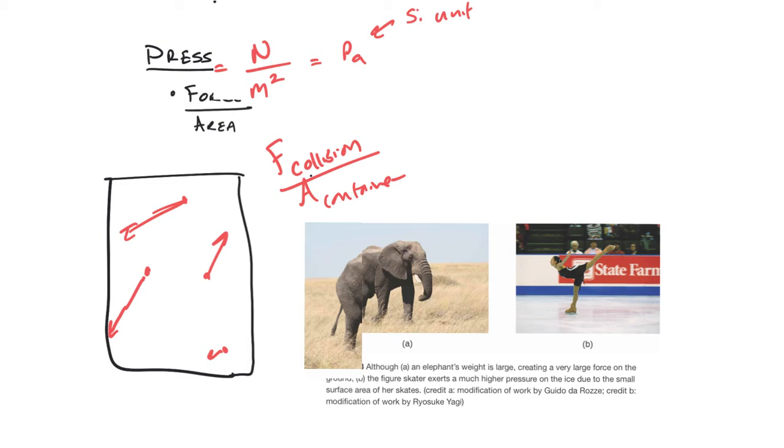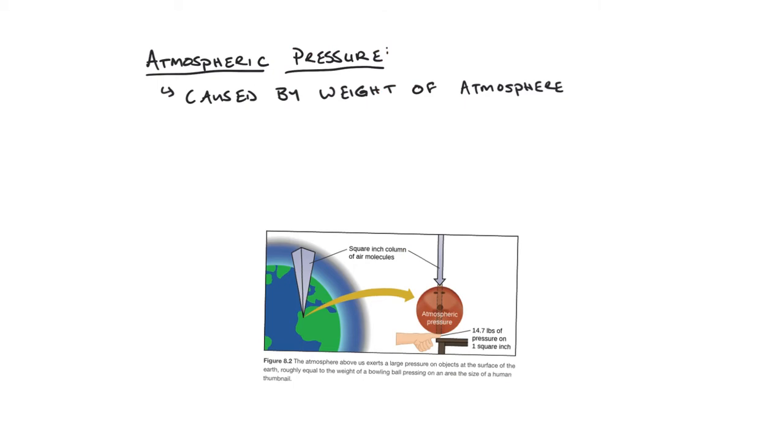So thinking about this, the force of the collisions of the gas molecules against the side of the container is what's exerting that pressure, what's causing that pressure. Atmospheric pressure is the gas pressure that most of us are used to. The atmospheric pressure is caused by the weight of the atmosphere, essentially just pushing down on us here on the bottom. Because gravity pulls the air down, the weight of the air molecules is exerting a pressure on us.